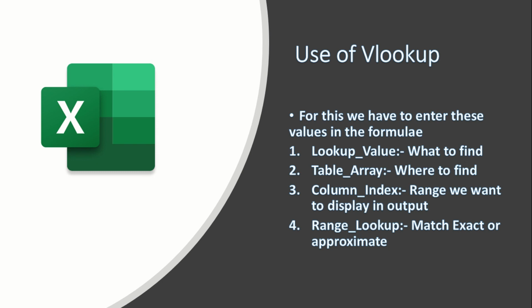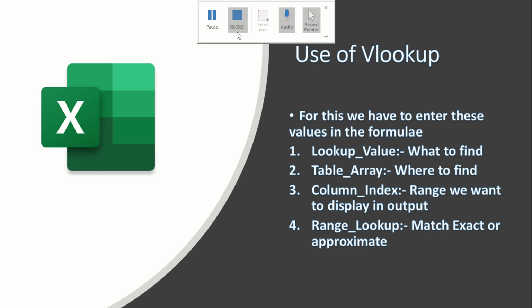And the fourth thing is range lookup, that is, whether you want to find the exact text or number of the cell you are giving in the lookup value, or an approximate value that is similar to it. So that Excel can determine whether it has to take the exact value or just the approximate value. We will do it in a practical way, so let's understand how we can use this in our Excel sheet.